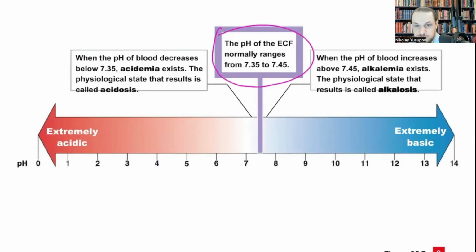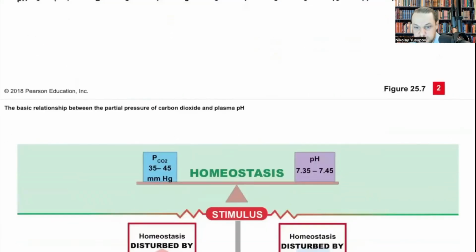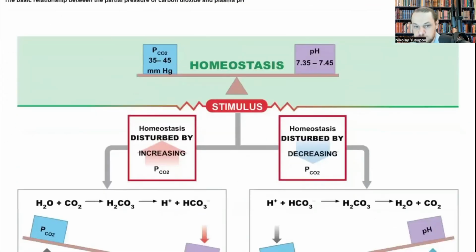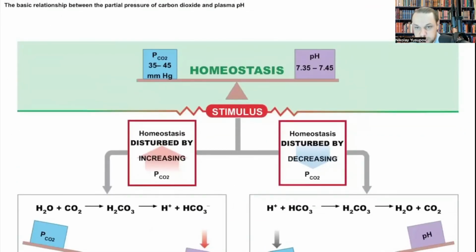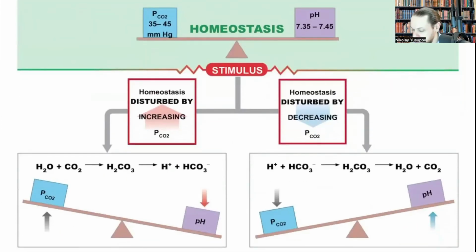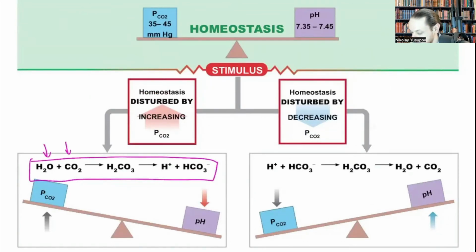Normal blood pH is 7.35 to 7.45. And the kidneys also want to regulate blood pH. The respiratory system works under minutes to hours; the kidneys work under hours to days. The formula that you guys should be experts on is this: water combines with carbon dioxide, makes carbonic acid, which dissociates into hydrogen and bicarb.